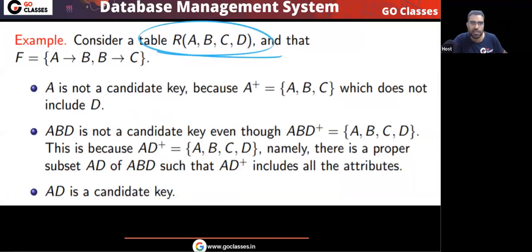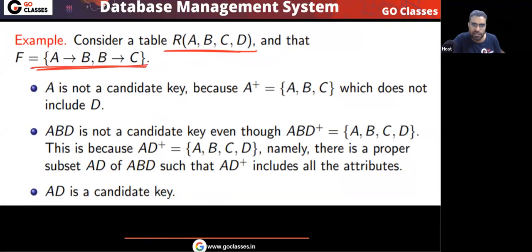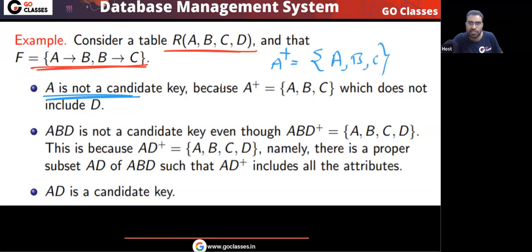Consider this example. This relation A, B, C, D is given to you, and these functional dependencies are given to you. A is not a candidate key. Why? Because notice A is not even a super key. What can A determine? A can determine B, A can determine C, but you cannot determine D. D is missing.